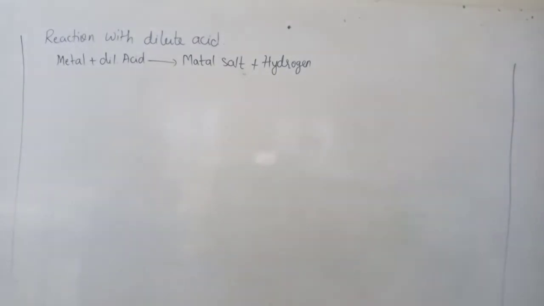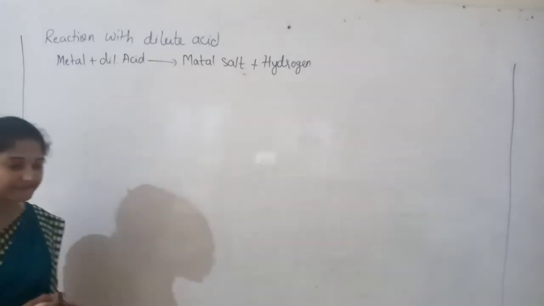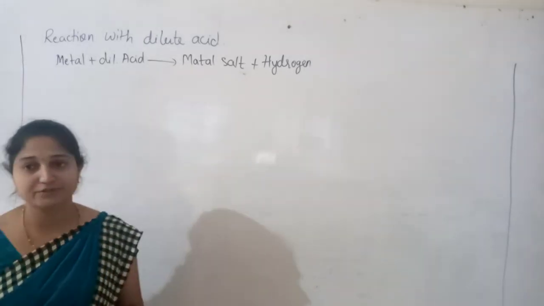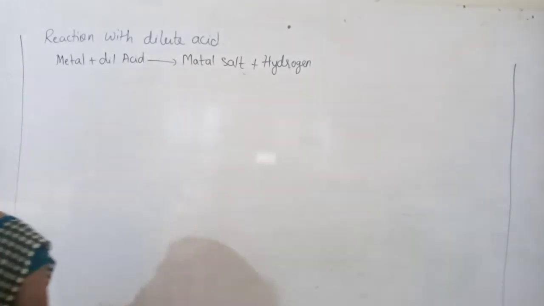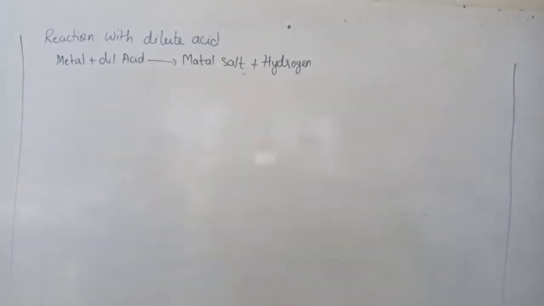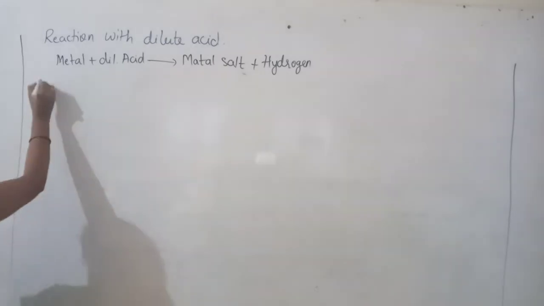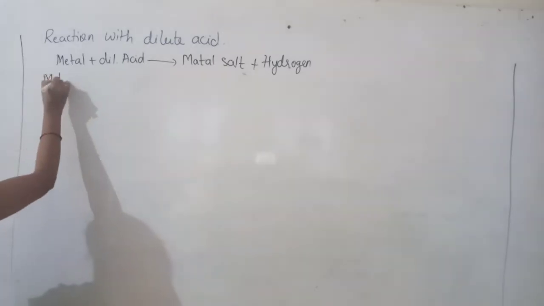So here some more metals are there like copper, mercury and silver. They are not going to react with dilute hydrochloric acid or dilute sulfuric acid. So now I am going to write here the reactivity of metals towards dilute hydrochloric acid or H2SO4. Okay, so write down that metal reactivity series.